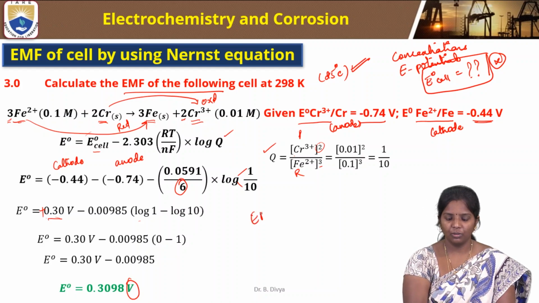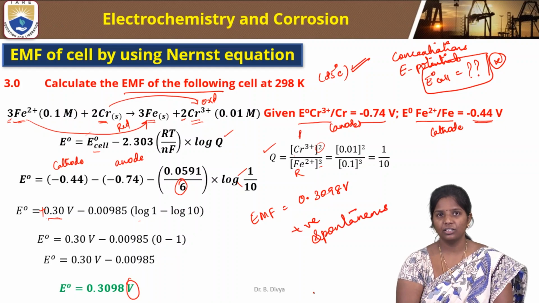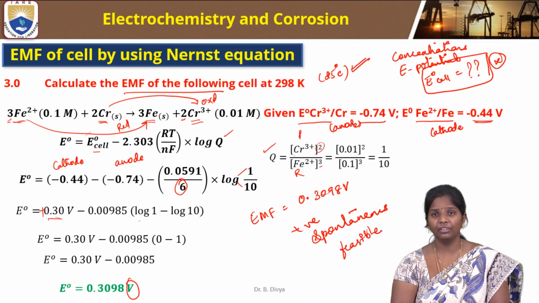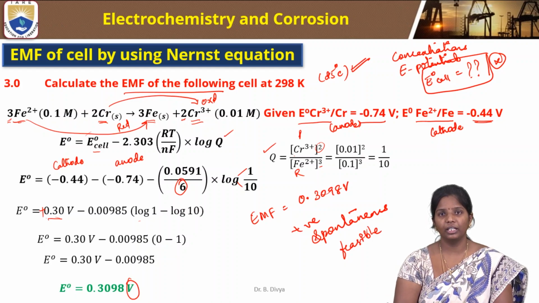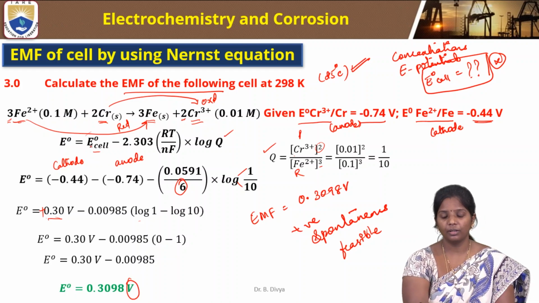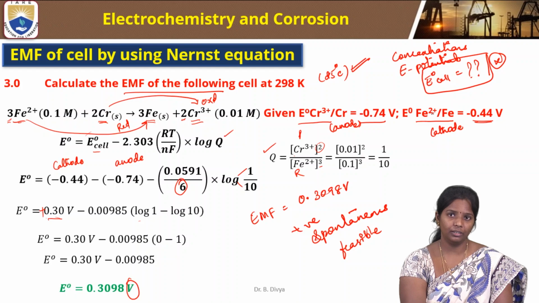So the EMF that we obtained is nothing but 0.3098 volt, positive. So a spontaneous reaction will take place. The reaction between iron and chromium will occur. So it is a feasible reaction that will undergo. Whenever there is a positive sign, it indicates spontaneity and feasibility of that particular reaction. So this is how we have to calculate E0 cell whenever it is not given in the question, from the electrode potentials that are available in the problem.